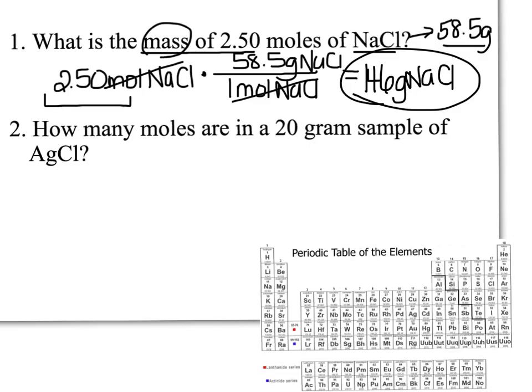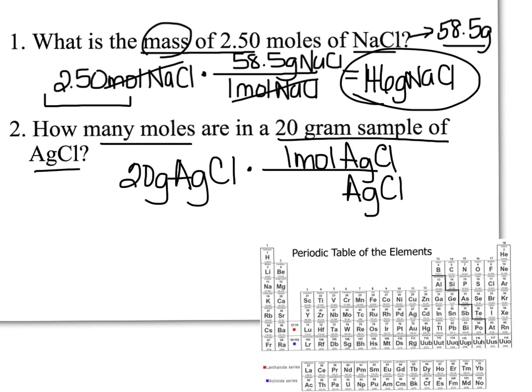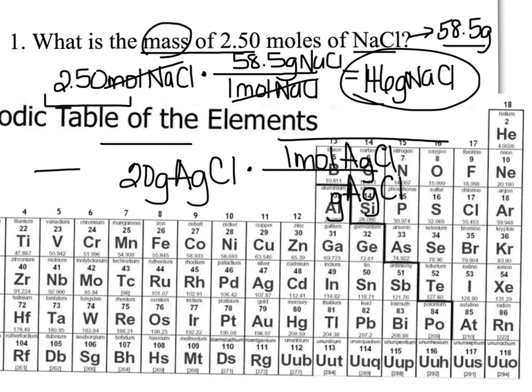All right, here's another one. How many moles are in a 20-gram sample of silver chloride? So we're starting with 20 grams of silver chloride. Now, in order to answer this question, we know that 1 mole of silver chloride is going to weigh whatever its mass is on the periodic table.